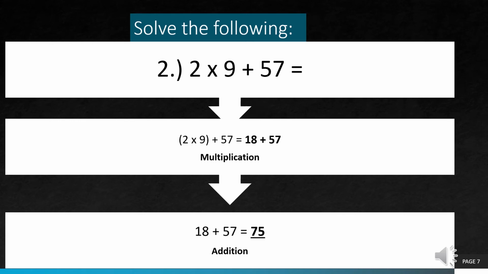2. 2 times 9 plus 57 equals. Let's do the multiplication first. 2 times 9 equals 18. Let's add 18 plus 57 equals 75 is the final answer.